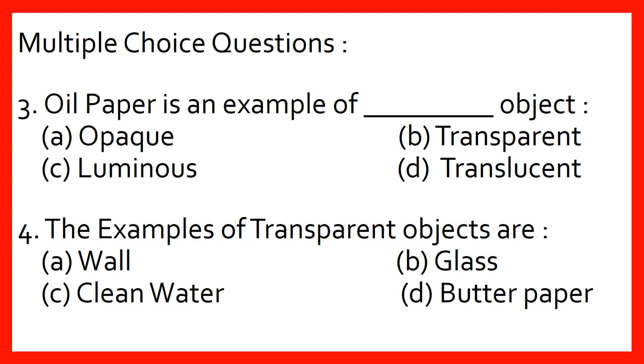Question number 4. The examples of transparent objects are option A, wall. Option B, glass. Option C, clean water. Option D, butter paper.